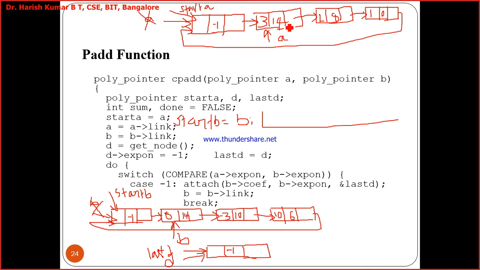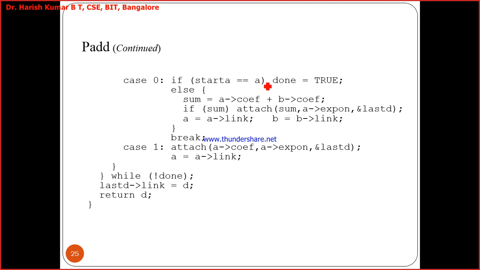Yes or no? So when A reaches the last node, and if I say A is equal to A arrow right link, A comes back and points to this node again. Then start A will be equal to A. Right now start A is pointing to this node and A is pointing to this node. That means we have not yet covered all the terms of the polynomial A. So if start A is equal to A, that means you have done processing all the terms of the polynomial A. Make done is equal to true. Now this is not true, so we come to the else part.